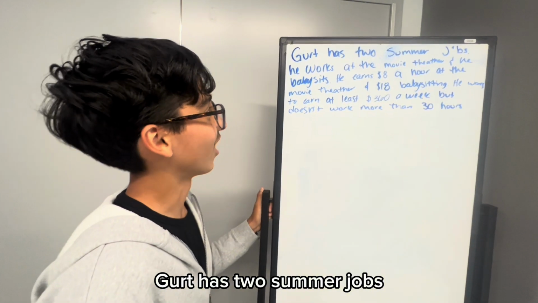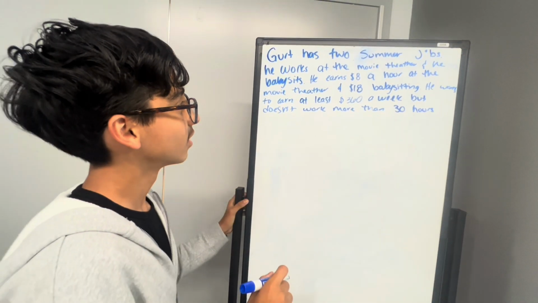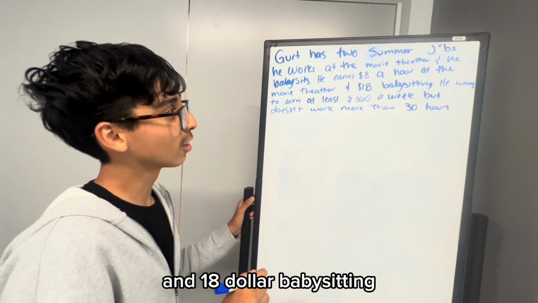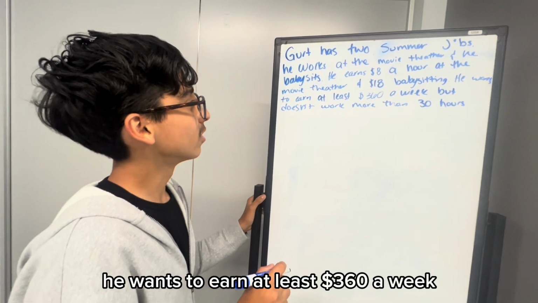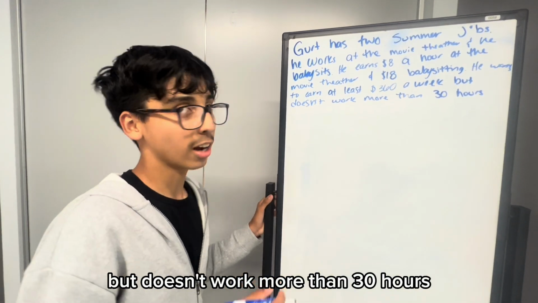Ernest does summer jobs. He works at the movie theater and he babysits. He earns $8 an hour at the movie theater and $18 babysitting. He wants to earn at least $360 a week, but doesn't want to work more than 30 hours.